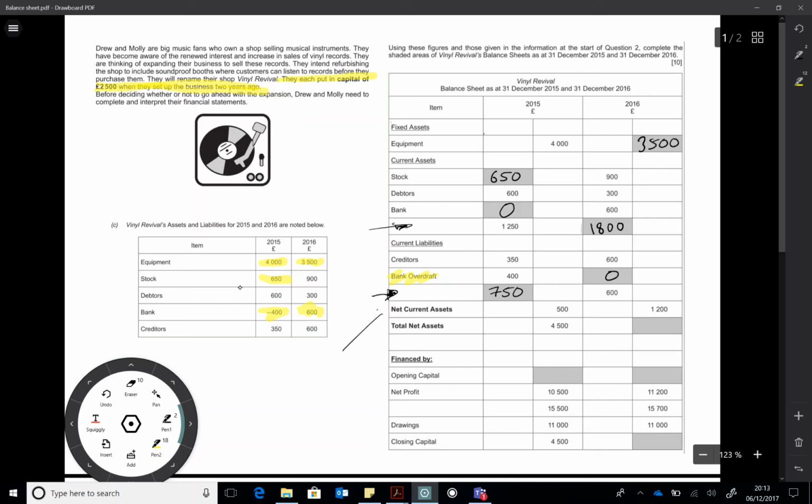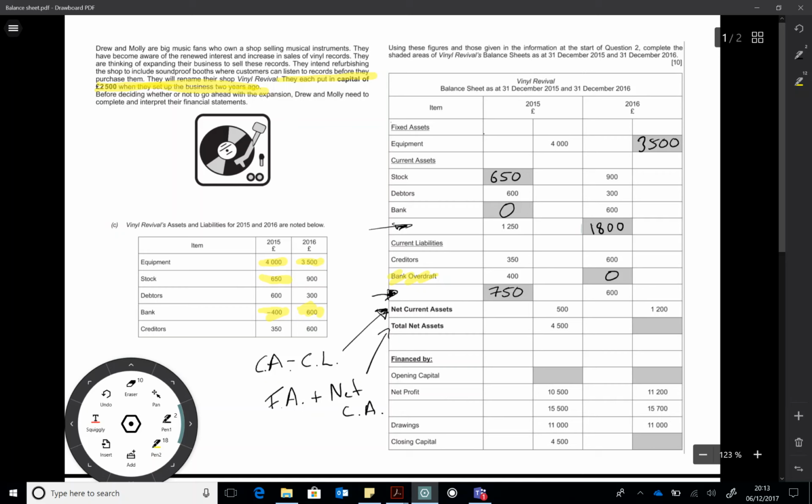Next comes the slightly more challenging part. We have our net current assets, and you need to remember that these are our current assets take away our current liabilities. In this case, we don't need to do anything because it's calculated for us. However, our total net assets are our fixed assets plus our net current assets.